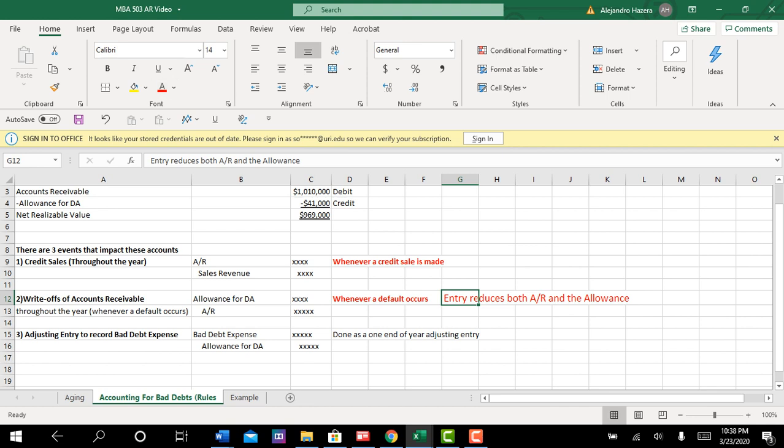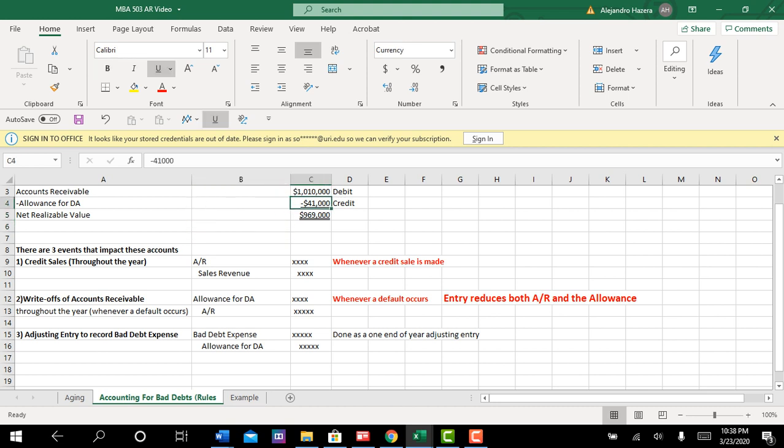This entry here reduces both your accounts receivable, because any asset goes down with a credit, and your allowance account. So as you write off accounts, your accounts receivable account is going to be reduced. We'll look at that next time. But correspondingly, you're also going to be reducing your allowance for doubtful accounts. So as you make this entry right here, this amount here is going to go down.